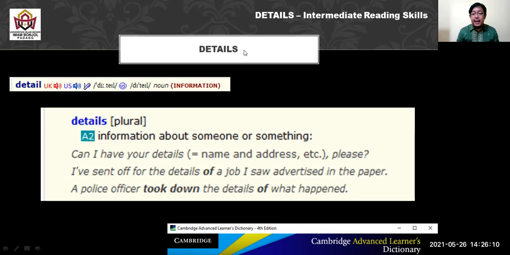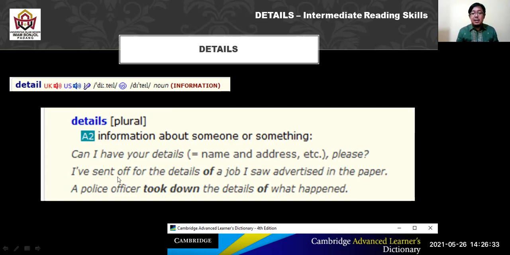That's why it uses s. An example is, can I have your details, please? Sample: name and address, etc. If native speakers ask you something like this, can I have your details, please? Could I know your details, please?